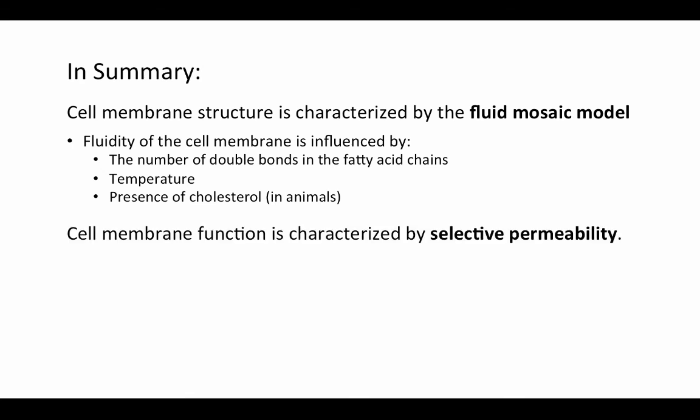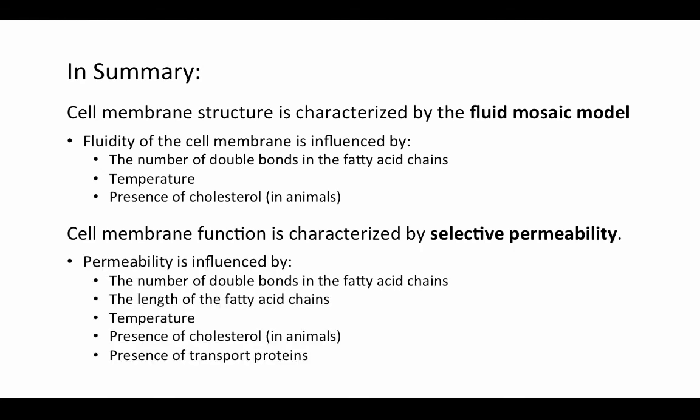So now if we think about the function of the cell membrane, this is characterized by its main job, which is regulating the materials within the cell and the flow of materials into and out of the cell. So this is characterized by selective permeability. And the permeability is going to be influenced by, again, the number of double bonds in the fatty acid chain. More double bonds means that the fatty acids are less tightly packed, so things can move through more readily.